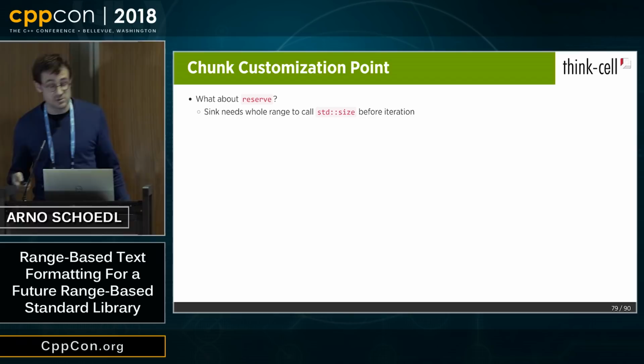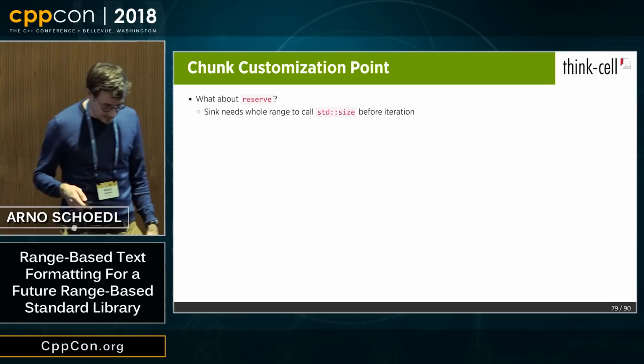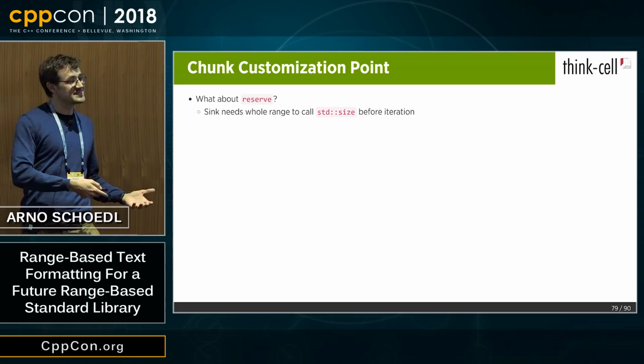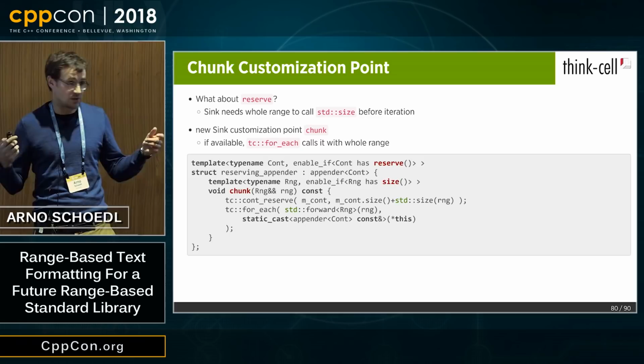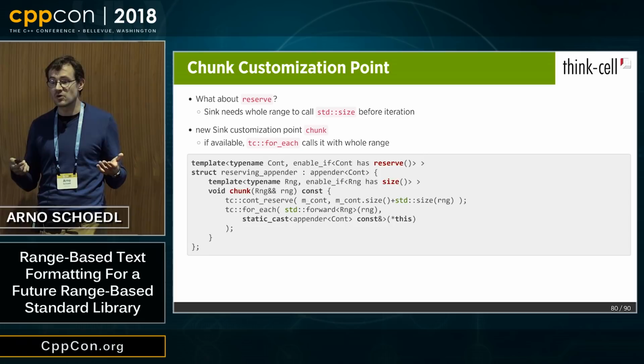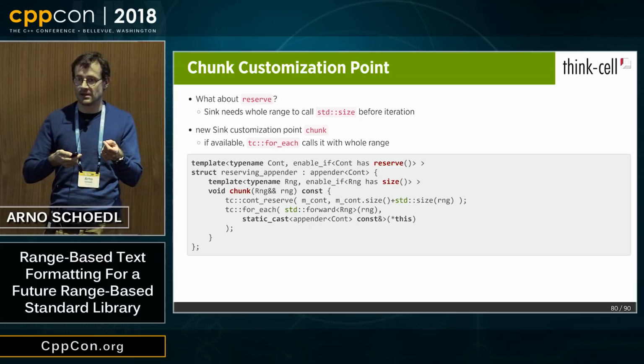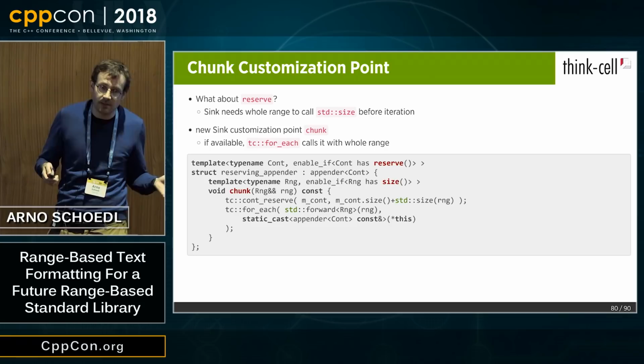Our reserve fell a little bit between the cracks. We just kind of forgot about the reserve. How do we do the reserve? For reserve to be done properly, you basically need access to the whole range because you want to ask the range what's your size. So we put in a new customization point. We call it chunk, which essentially says, if you have something, you can tell your appender, I don't have a single element, but instead I have something bigger. I have a range. That may be the whole range, may only be a part of the range, that would be fine as well, but I have something bigger.